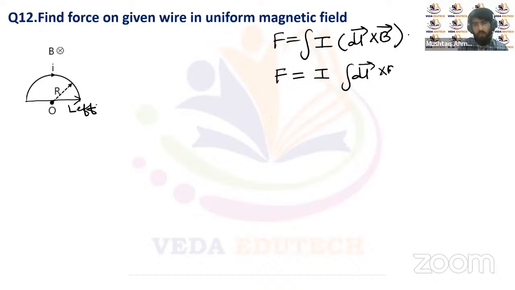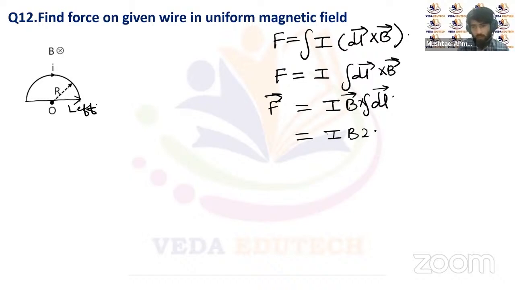Now the direction of the dl vector and the B vector is 90 degrees, so it will be I B times the integral of dl. The integral of dl will give us the effective length. That's I, the magnetic field B, and L effective, which will be 2R, and the angle between them is 90 degrees. So it will be B multiplied by 2R.